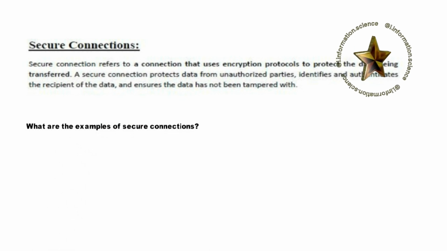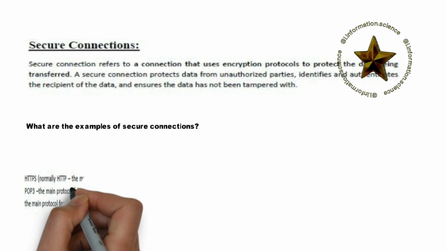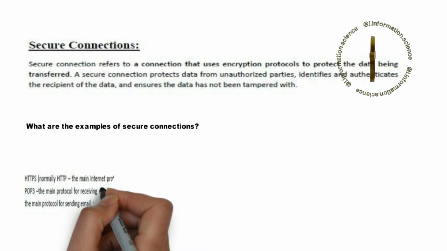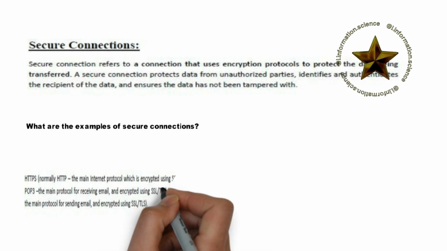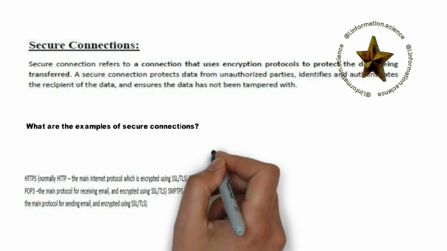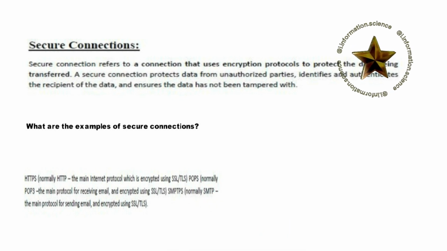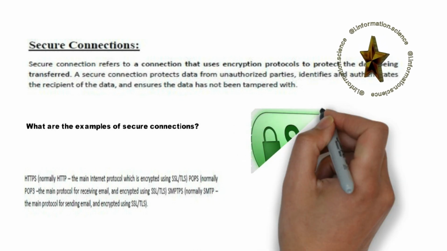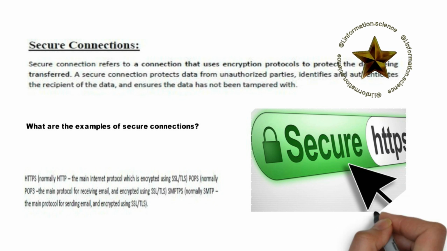What are the examples of secure connections? HTTPS: normally HTTP, the main Internet protocol, which is encrypted using SSL/TLS. POP3S: normally POP3, the main protocol for receiving email, encrypted using SSL/TLS. SMTPS: normally SMTP, the main protocol for sending email, encrypted using SSL/TLS.